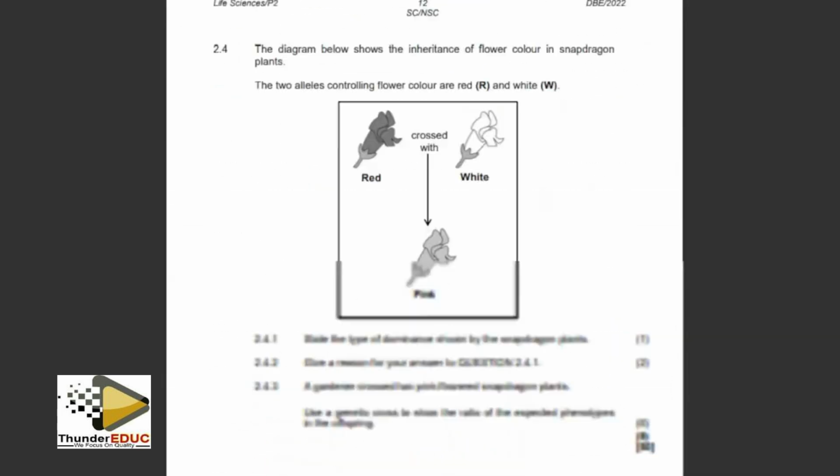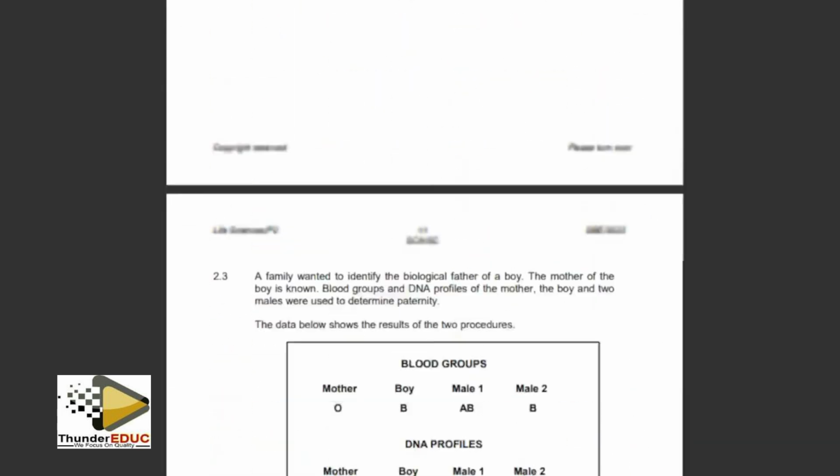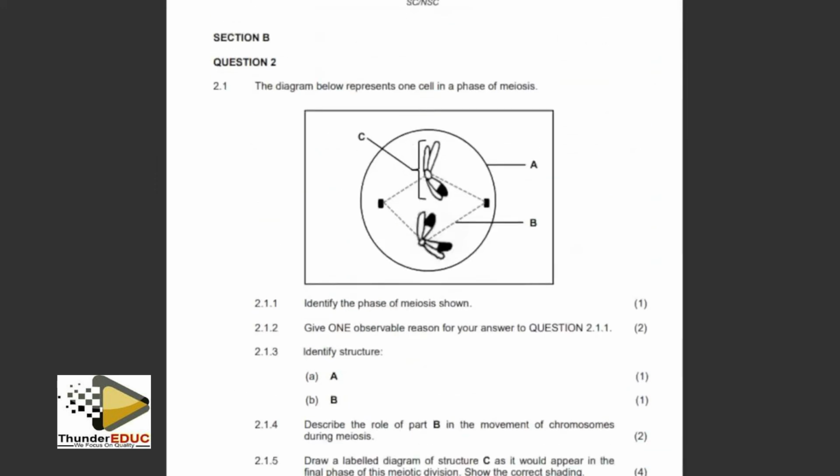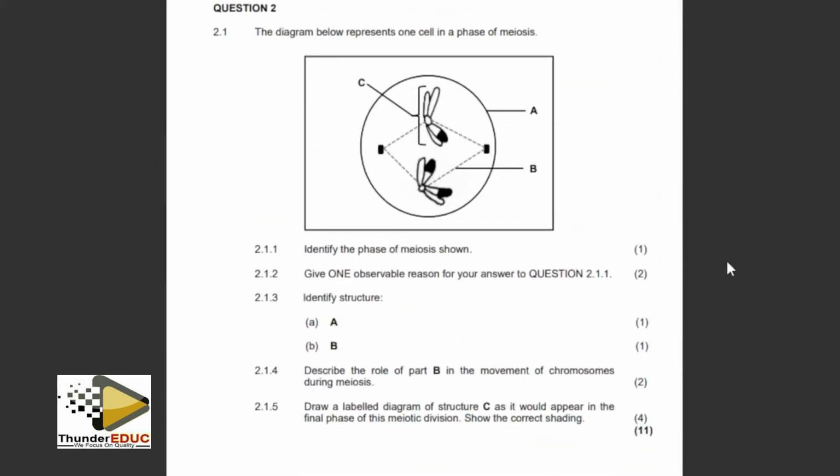Can we check and see? There is one question you usually lose marks on. How many chromosomes? That question is always killing students.